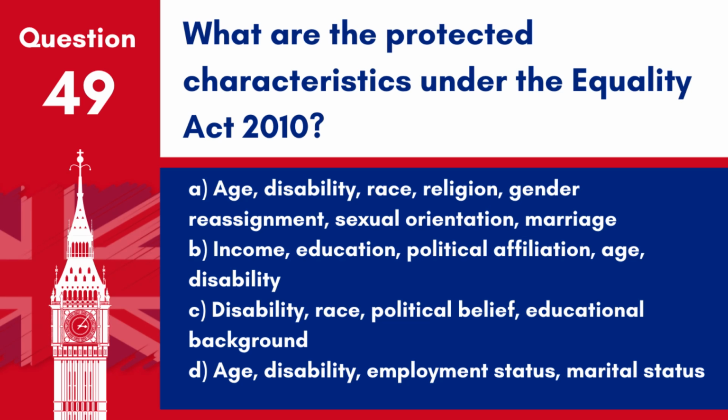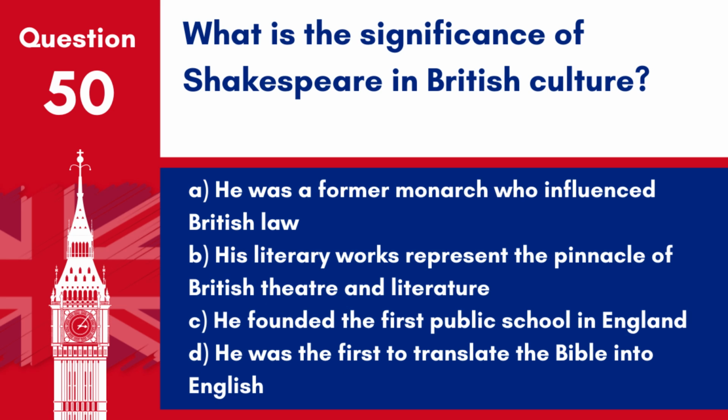A. Age, disability, race, religion, gender reassignment, sexual orientation, marriage. B. Income, education, political affiliation, age, disability. C. Disability, race, political belief, educational background. D. Age, disability, employment status, marital status. Answer: A. Age, disability, race, religion, gender reassignment, sexual orientation, marriage. These characteristics are legally protected under the Equality Act 2010, preventing discrimination based on any of these grounds. Question 50. What is the significance of Shakespeare in British culture?